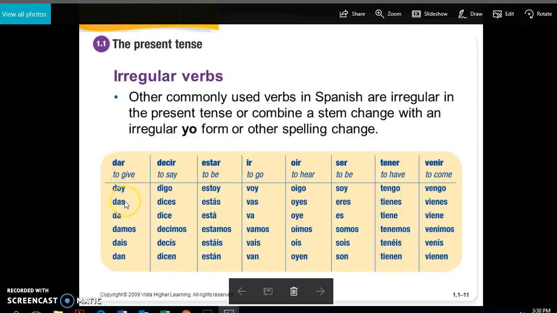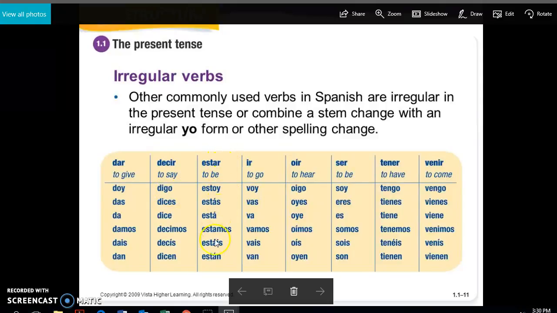Notice also that you somewhat have the pattern for some of them. O, as, a, amos, an. Just here how to remember the letter Y. O, es, imos, en. Here you have to remember that it changes. You drop the IR, but you have to remember to add a go.